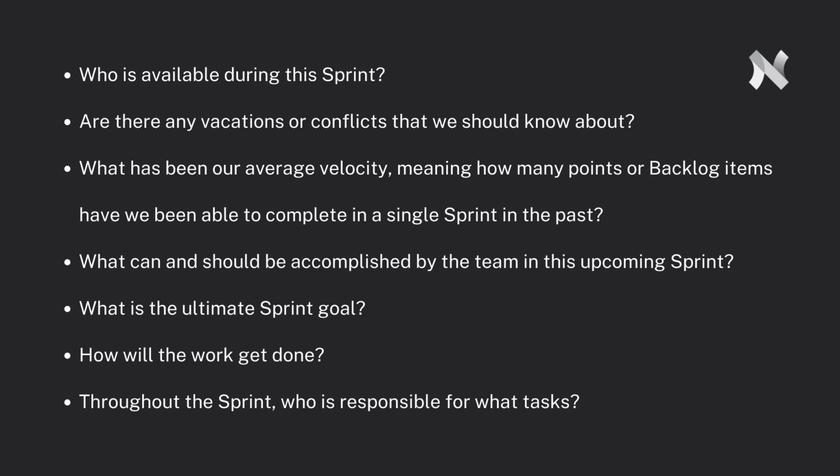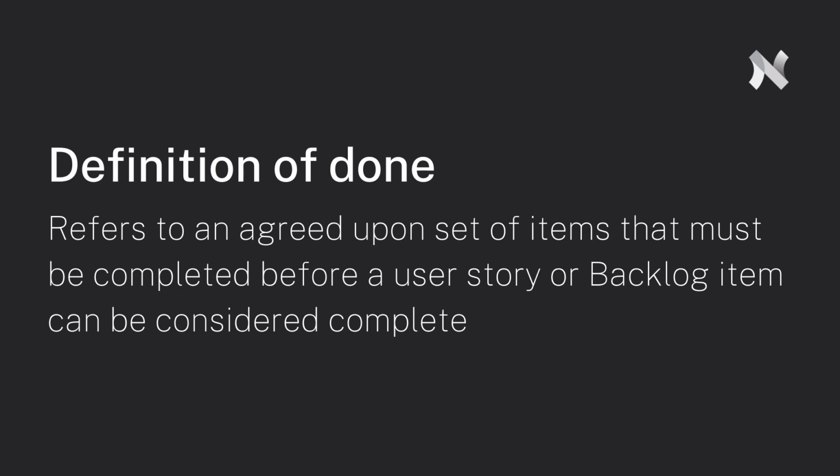We've discussed sprint lengths and story sizes, so let's explore the meaning of definition of done. Definition of done refers to an agreed-upon set of items that must be completed before our user story or backlog item can be considered complete.